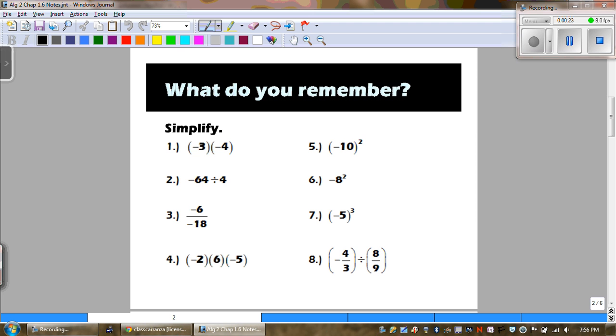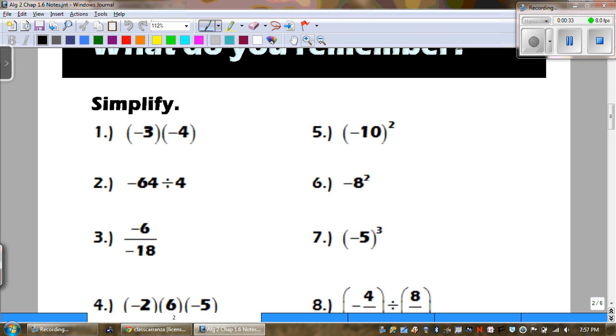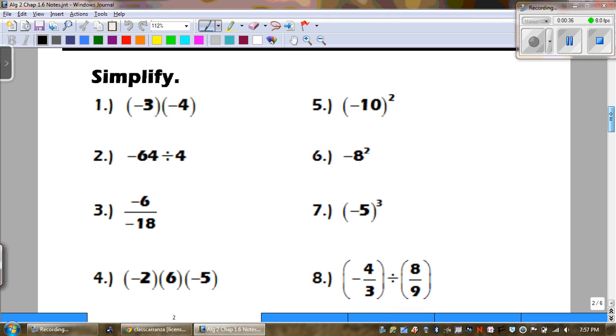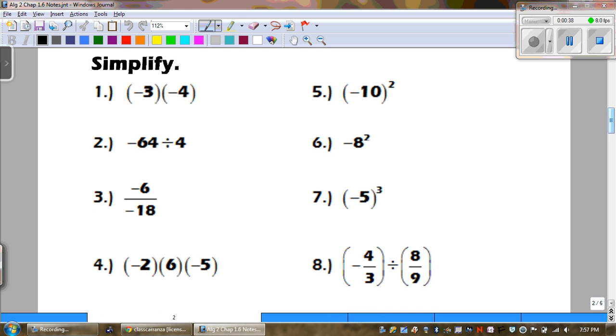What do you guys remember? If you think you got all this, go ahead and pause the video and give it a try. Otherwise, we're going to go through these step by step. The first one says -3 times -4. When you multiply two negatives, you actually get a positive. And 3 times 4, if you need your multiplication charts, go ahead and take them out, but that's 12.